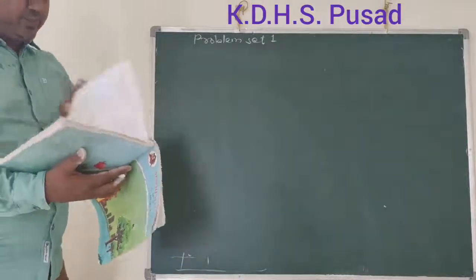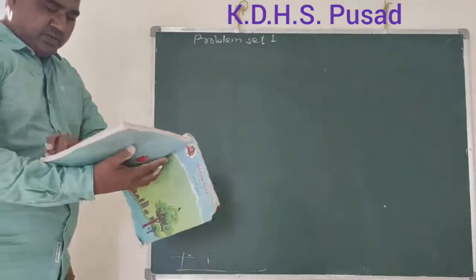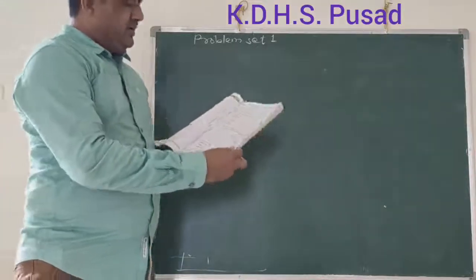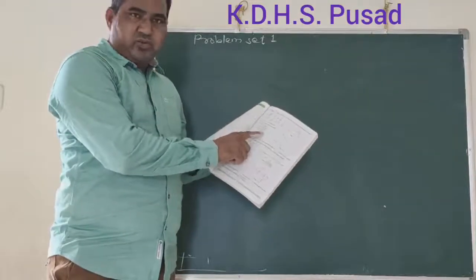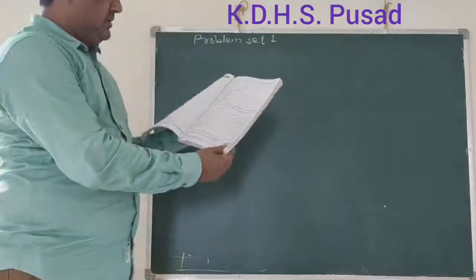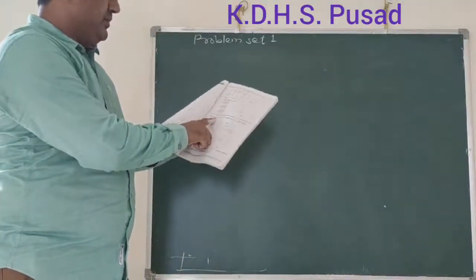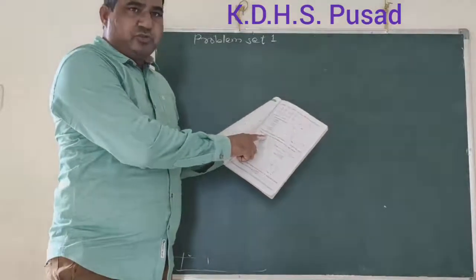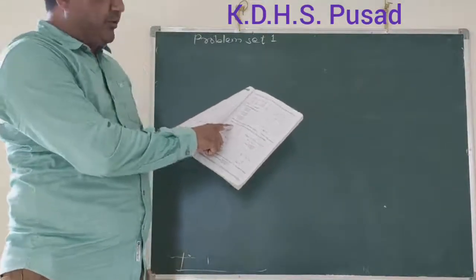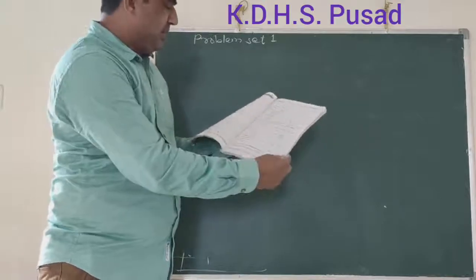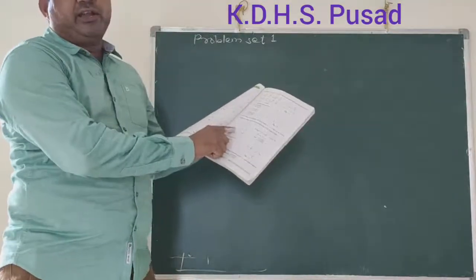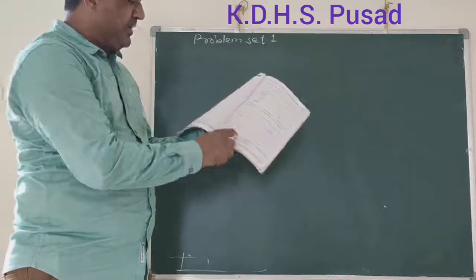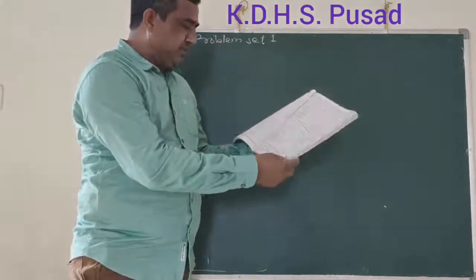So here from the problem set, first I am giving you a hint: take a common height, then h1 equal to h2, so use the ratio a1 by a2 equal to b1 by b2 and solve this. The ratio of the areas of two triangles having a common or equal base is equal to the ratio of their heights. Then solve this.